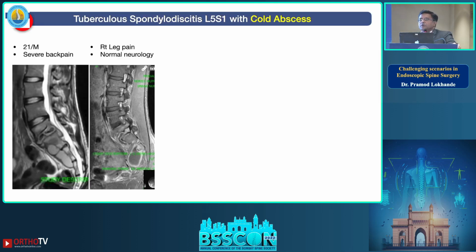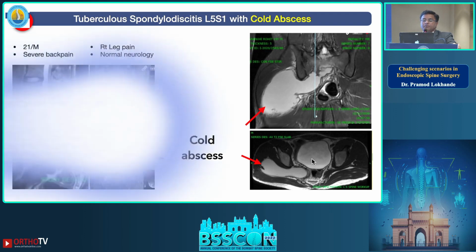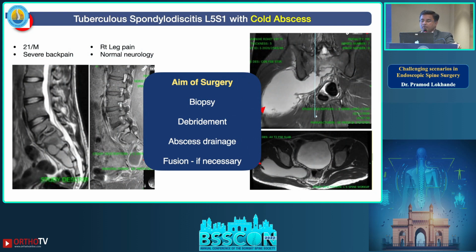Another case, tubercular spondylodiscitis with a cold abscess. Now this is a funny one. We have a large iliacus abscess, reaching the disc space, but it is not communicating. There is a gap in between. And what is the aim of the surgery? Biopsy, debridement, abscess drainage. And if there is significant damage to the vertebral bodies, I think we can go ahead with fusion.